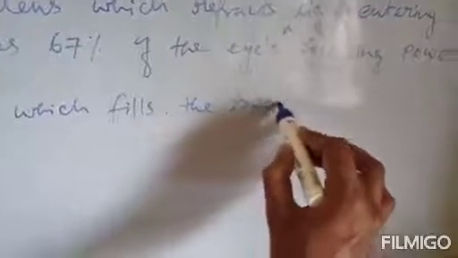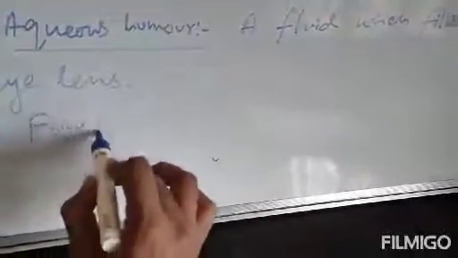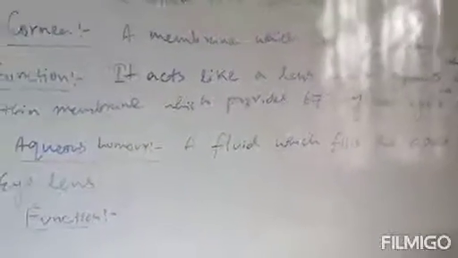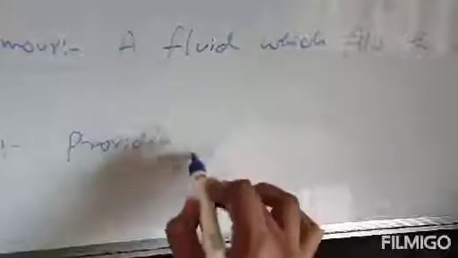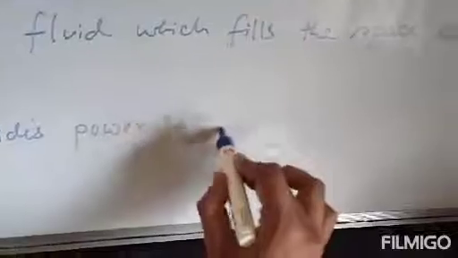So aqueous humor is a fluid which fills the space between cornea and eye lens. What is the function of aqueous humor? It basically provides power to cornea. So the third part is our aqueous humor.